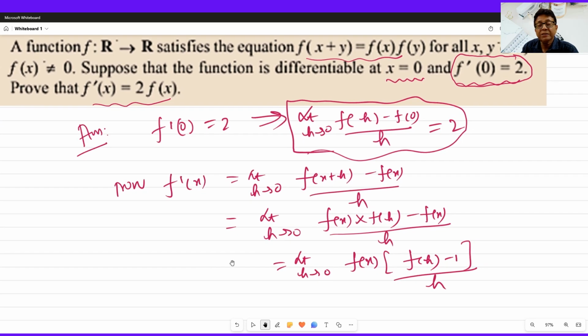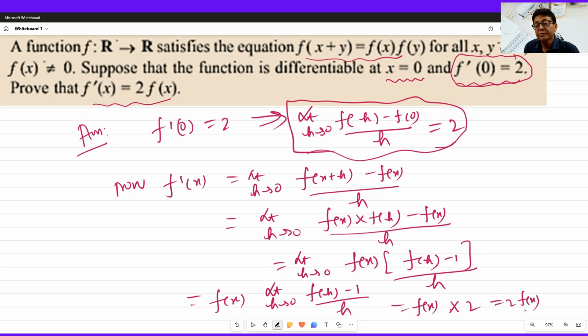What about f(x)? Limit will not work on it. It will work on the remaining term, that is f(h) minus 1 by h. And what is the value of this thing? That is 2. We have seen that here. So it is 2f(x). Such a nice sum. You can do it in the least possible time if you try.